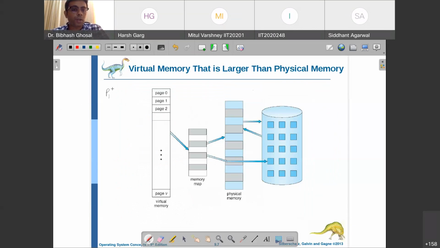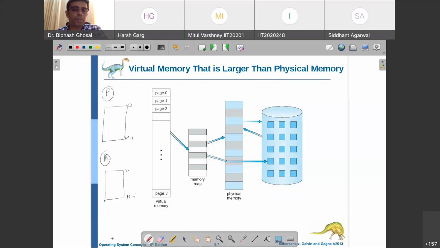Here is a process P1. The process has its own virtual address space from 0 to, let's say, m-1, some size m. P2 is also 0 to m-1.